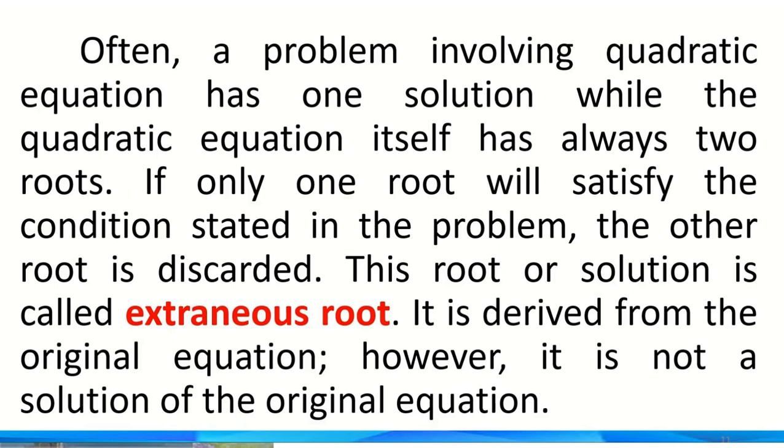Often, a problem involving a quadratic equation has one solution, while the quadratic equation itself always has two roots. If only one root will satisfy the conditions stated in the problem, the other root is discarded. This root or solution is called an extraneous root. It is derived from the original equation; however, it is not a solution of the original equation.